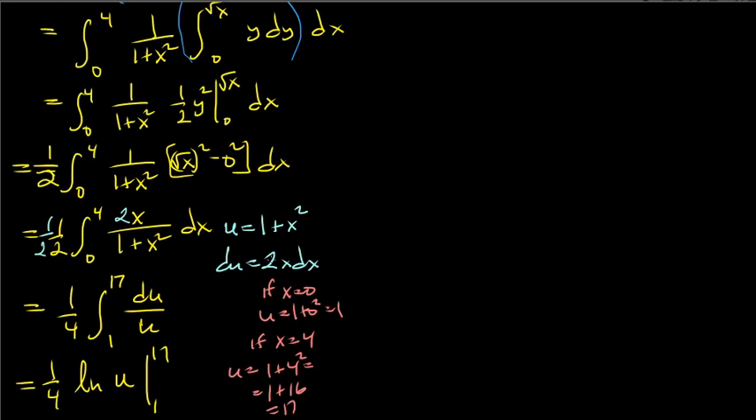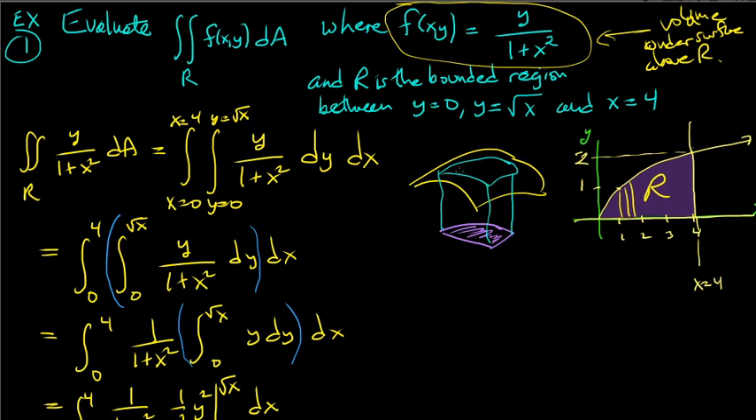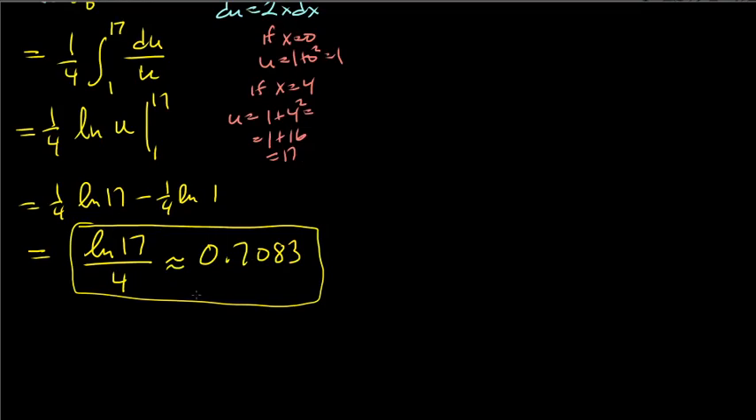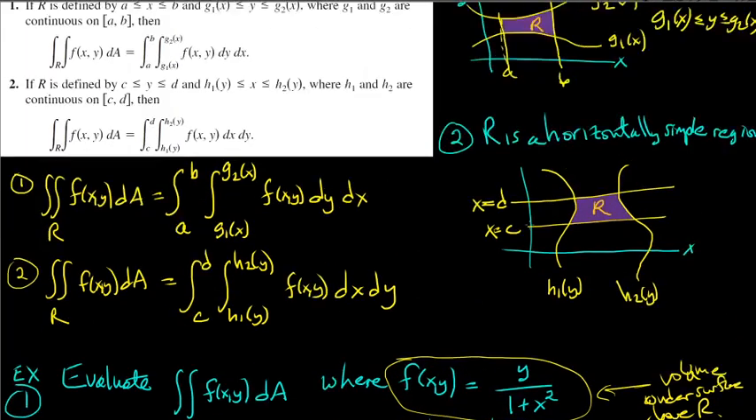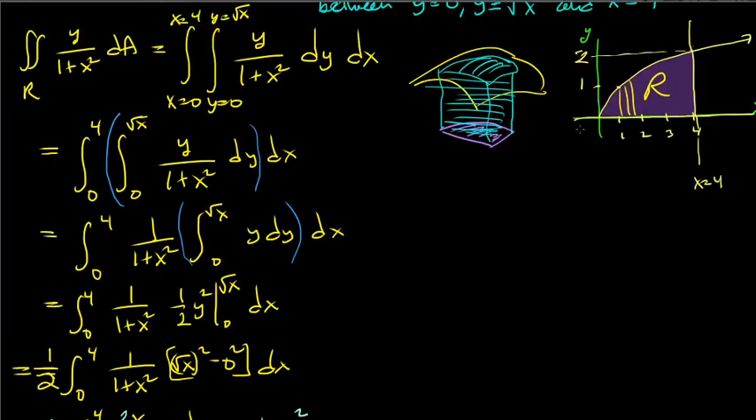So what does that number represent? Well, if we were to graph this surface, whatever the surface looks like, I'm sure it doesn't look like that, but whatever it looks like, and below it you have this purple region R, right? If we took the column above that, and you had this piece of the surface sitting right above it, if we want the volume of this solid region underneath, that volume will be about 0.7, or exactly natural log of 17 over 4. Okay, so that's the interpretation of the double integral. It is the volume of the region below the surface, but above the region R of the xy plane.